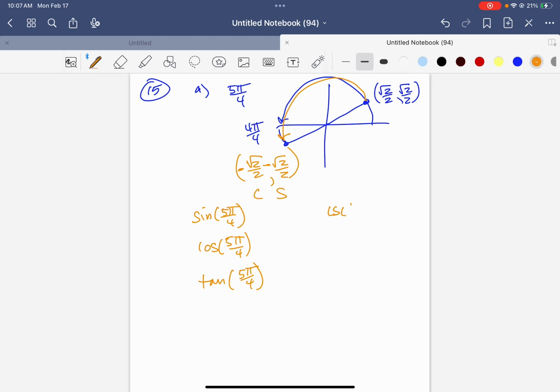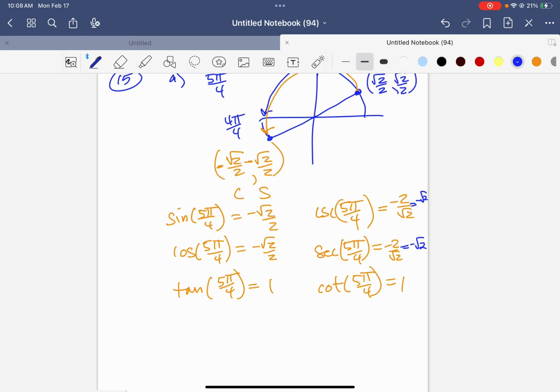So now I've got cosecant of 5 pi over 4, then secant of 5 pi over 4, and then the cotangent of 5 pi over 4. Sine we saw was this, cosine we saw was this, tangent is their quotient, so that's 1. So this is 1. And these just end up being negative 2 over root 2 and negative 2 over root 2. But when you simplify that, that's just negative root 2. This is also negative root 2.